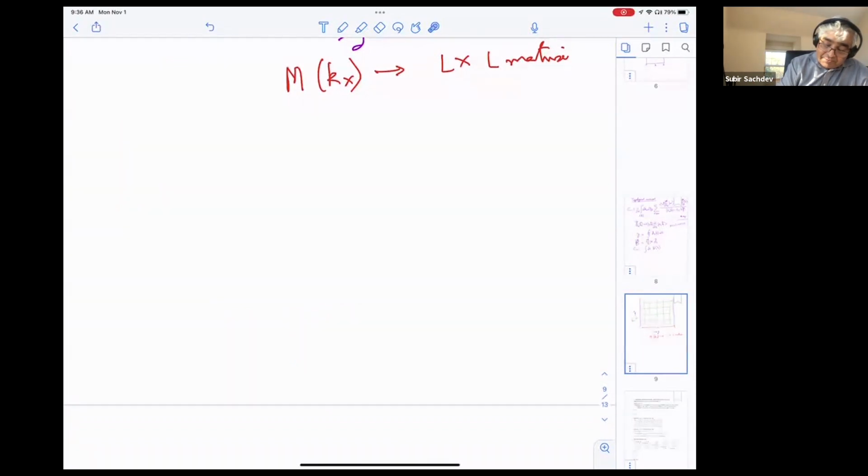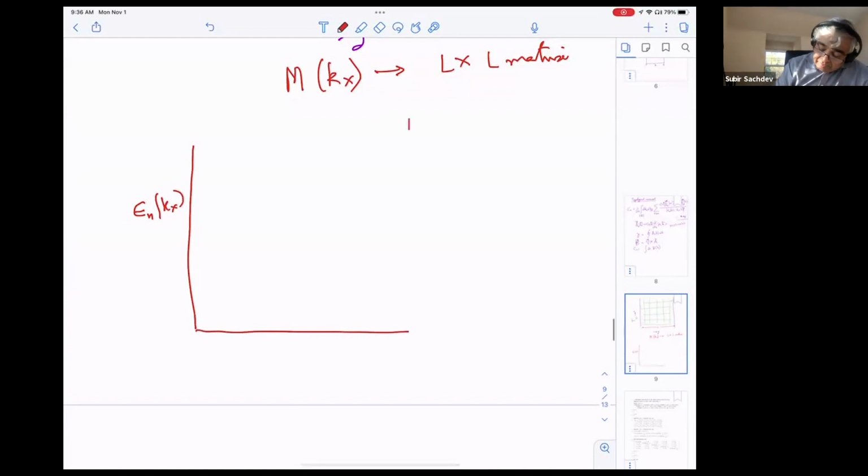It also has to be periodic in kx because I still have the usual translational symmetry in the x direction. So if I plot now my energy eigenvalues, there'll be a whole bunch of them, but they only depend on kx. What will I get?